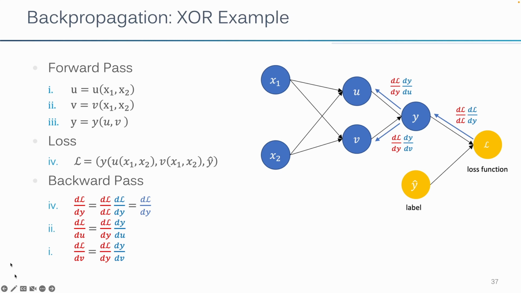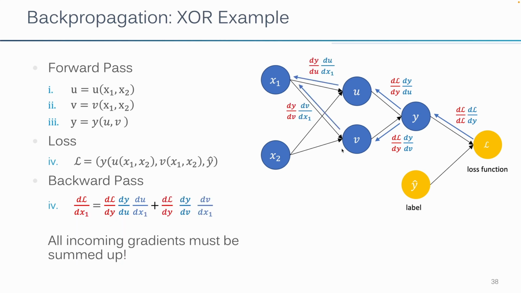So the derivative of the loss with respect to u is the derivative of the loss with respect to y, which is the first part of the chain, times the derivative of y with respect to u, which is the second part of the chain. And the same thing we do for v. The loss in dependence of v is the loss first in dependence of y, and then y in dependence of v.